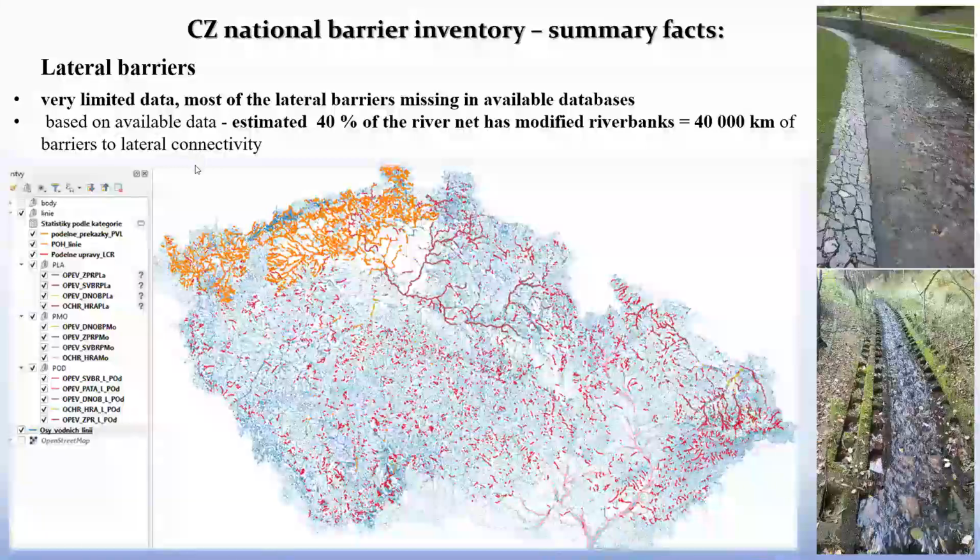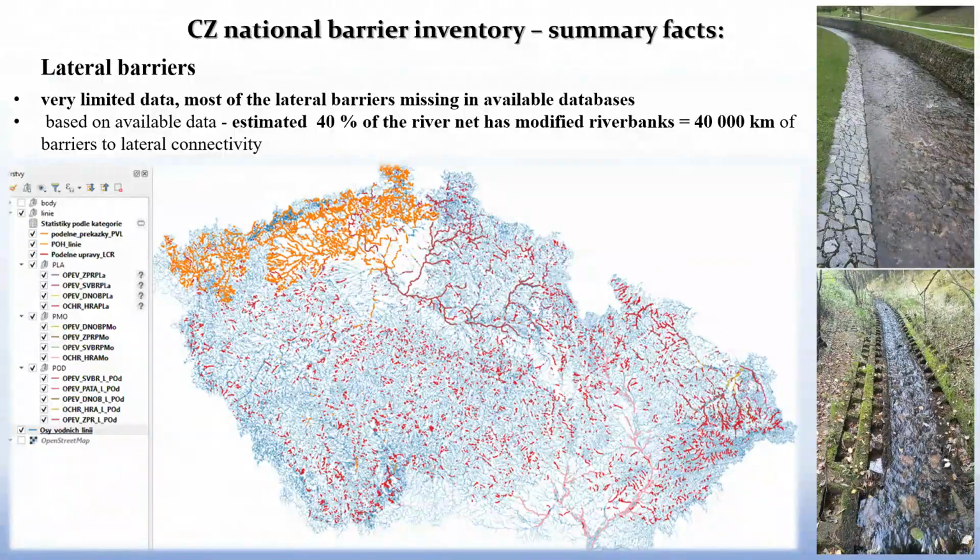And for the lateral barriers, as I said, the map looks like that, but it's not complete at all. We've got very limited data, and as I said, most of the lateral barriers are missing in the databases. And again, the estimation is that about 40% of the whole river network has modified riverbanks. So in practice it could mean that we may have about 40,000 kilometers of barriers to lateral connectivity in the territory of the Czech Republic.